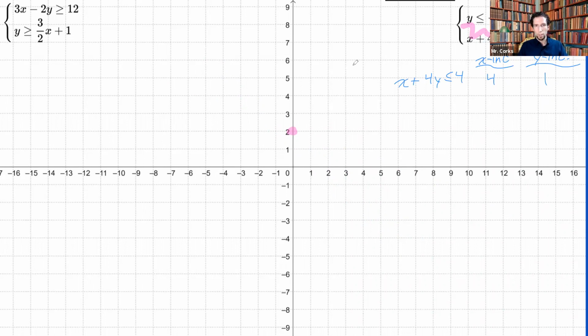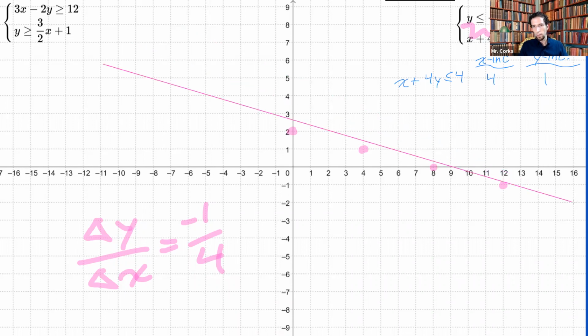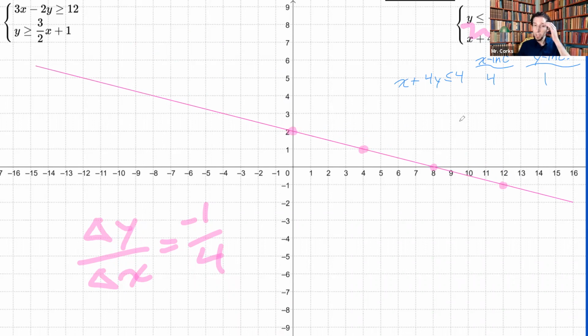Let's actually draw this properly. So delta y over delta x, -1/4. So when x goes over by 4, then y should go down by 1. So that's this position here, this point, and then this one here, like this. All right, and there is the line. Just trying to line this up. There. Okay, let's do the shading here first before we do the second one.